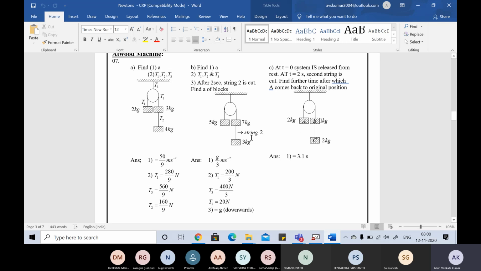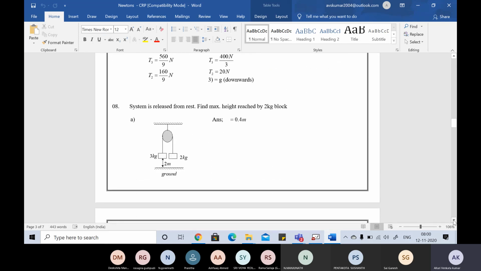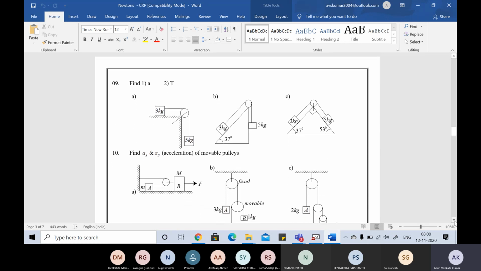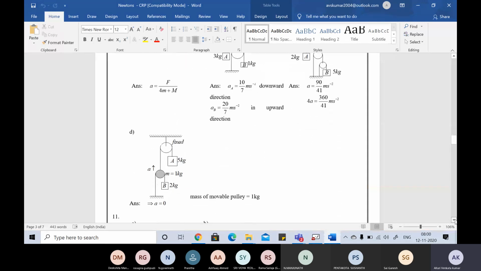C part you can try, because just now I explained how to analyze these types of problems when you cut the string. If you don't get it, you ask me tomorrow in the beginning. And afterwards, this one you do as homework, 7C. Same way 8 also, then 9, A part, B part and C part. Please do it as homework. And then the 10th and all afterwards I'll tell, that is constrained motion and all.